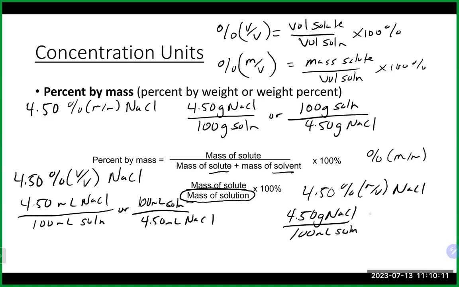Or if you needed to, in 100 milliliters of solution, you got 4.50 grams of sodium chloride. So sometimes it's easier than plugging into the formula and just approaching it as a dimensional analysis calculation, converting those things into usable conversion factors. Any questions on that there?